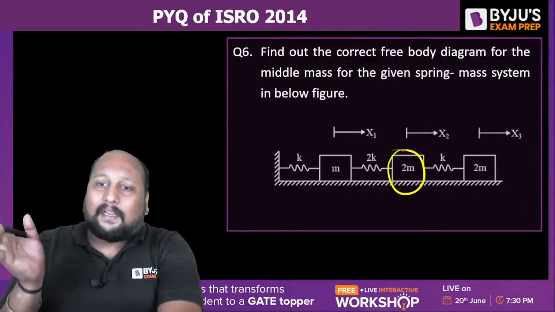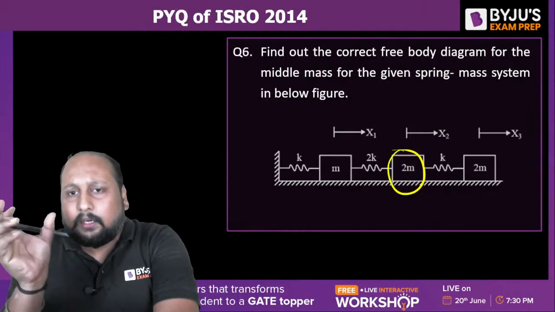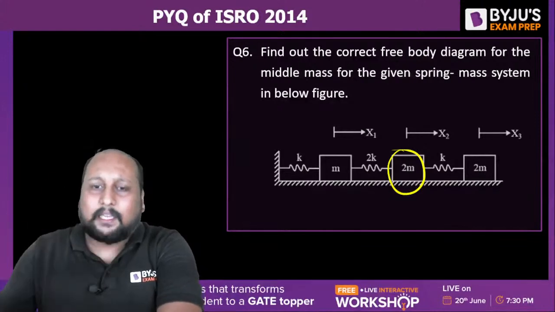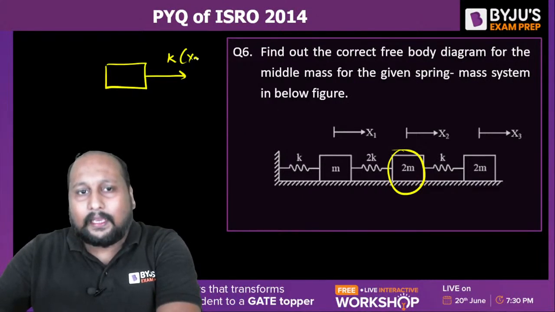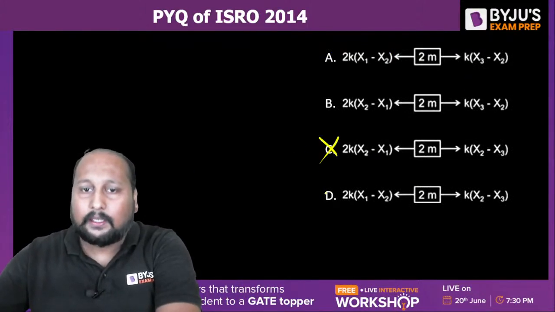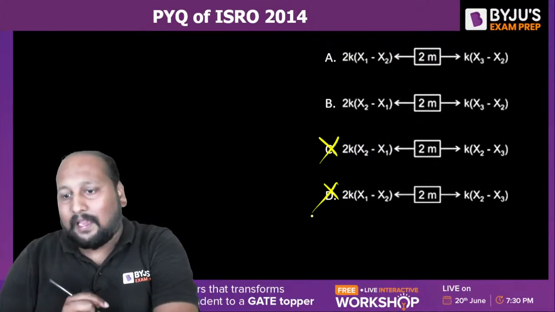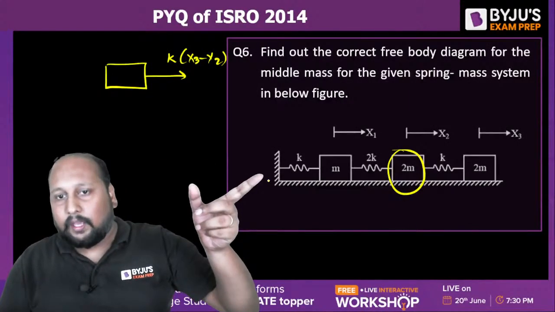Now, if you see on the right hand side, we are having a single spring, right? And the deflection will be x3 minus x2. So on the right hand side, we'll be having a force of k into x3 minus x2. So let us see, is there any option with x3 minus x2? This option is being eliminated. This is not possible. Between A and B, we have to select. Now, on the left hand side, we're having two springs.